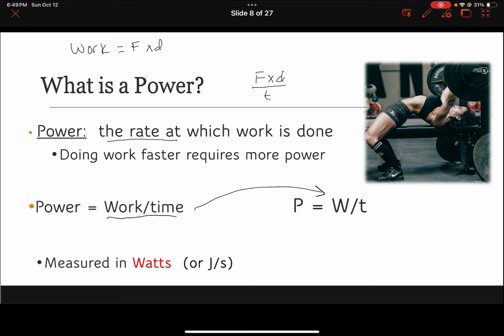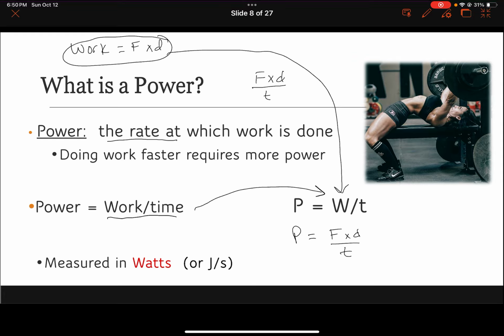But then what we can also do, since work equals force times distance, we can take the same equation and write it like this. P equals F times D divided by T. And so we end up with two different equations for power. We can take work divided by time, or we can take force times distance and divide it by time.